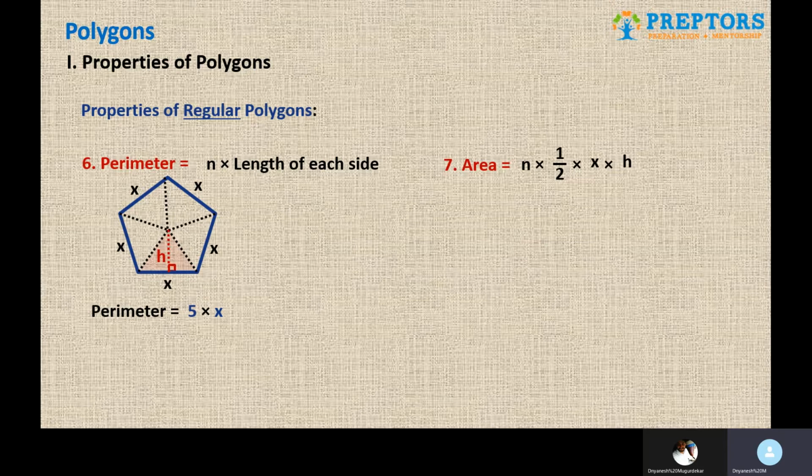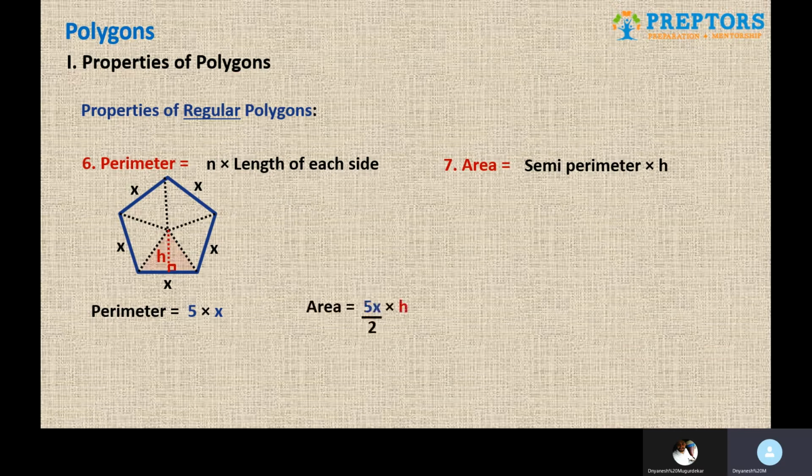And there are such 5 triangles. Obviously, for pentagon, for hexagon it will be 6, for quadrilateral it will be 4, and so on. But the point here is you already know that n into x is perimeter. Half of that is semi-perimeter, and hence the formula of area of any regular polygon is semi-perimeter into height, semi-perimeter into h. So we have derived this formula. Remember this, very important, very critical formula.